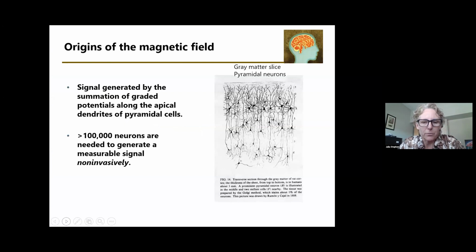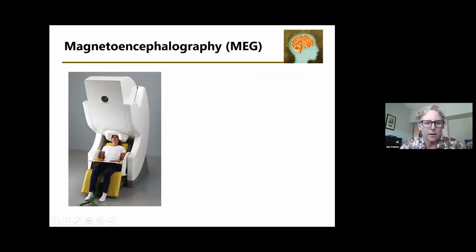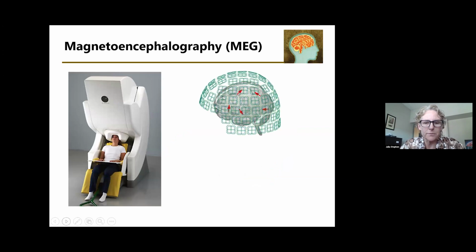But what we are measuring with both EEG and MEG is the excitatory postsynaptic potentials that come from the apical dendrite of pyramidal cells. They are nicely aligned, which allows us to measure the magnetic field that comes from those currents. And we can measure those magnetic fields outside of the head. This is the instrument that we use.